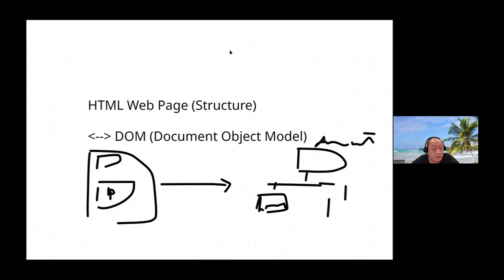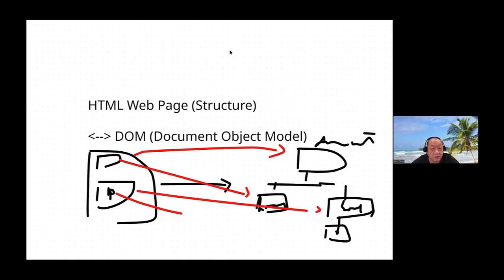My typing is not good today. But anyway, the page is the document, the head is the head, the body is the body object, and the paragraph is under it. So here you have a web page in HTML structure, but a DOM is a tree. A tree data structure is created. We call it DOM. Is that okay so far?